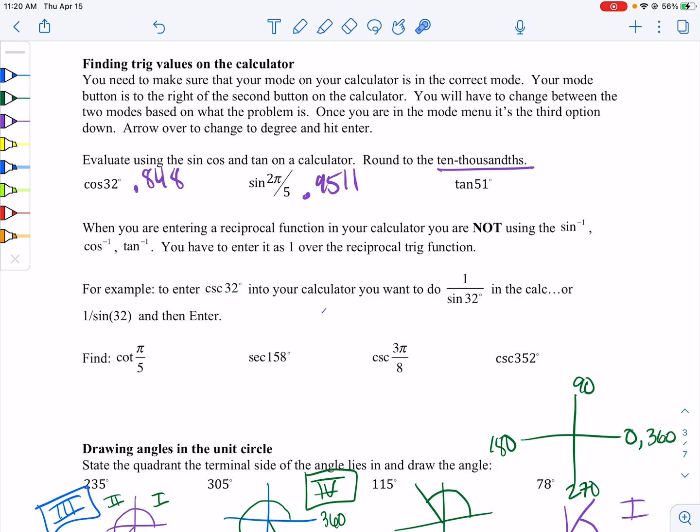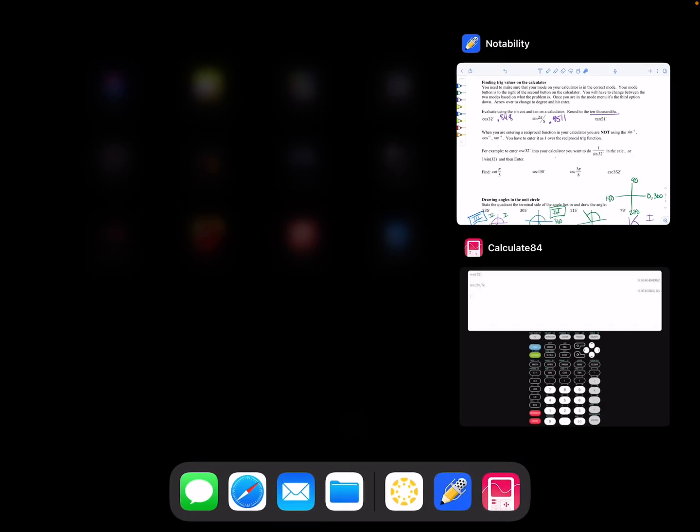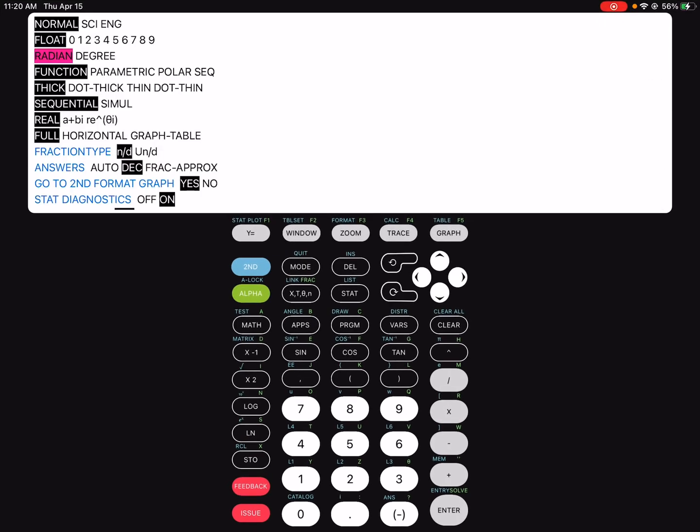And then for the tangent of 51, it's in degrees because we have this degree sign. There's also no pi. So I'm going to switch it back to degrees. So we're going to go to mode, switch to degree, quit out of that screen.